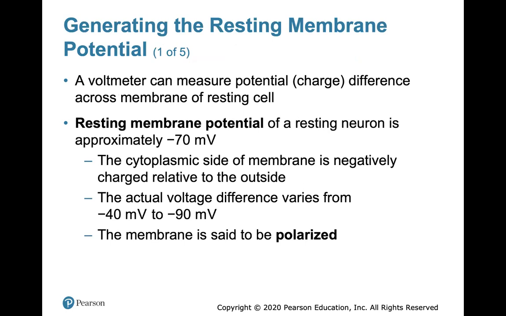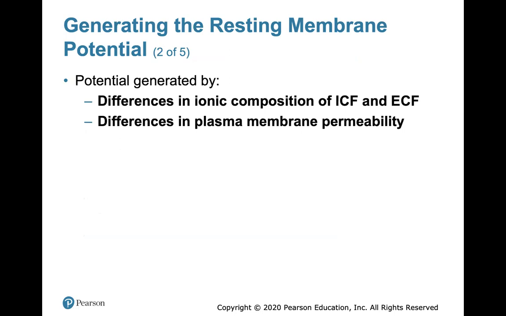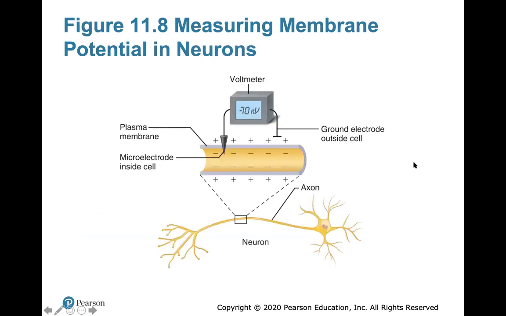A voltmeter can measure the potential or charge difference across the membrane of a resting cell, and the resting membrane potential of a resting neuron is approximately negative 70 millivolts. The membrane is said to be polarized when this exists. Potential is generated by differences in ionic composition of the intra and extracellular fluids, so the interior and exterior of the cell, and also the differences in the plasma membrane permeability.